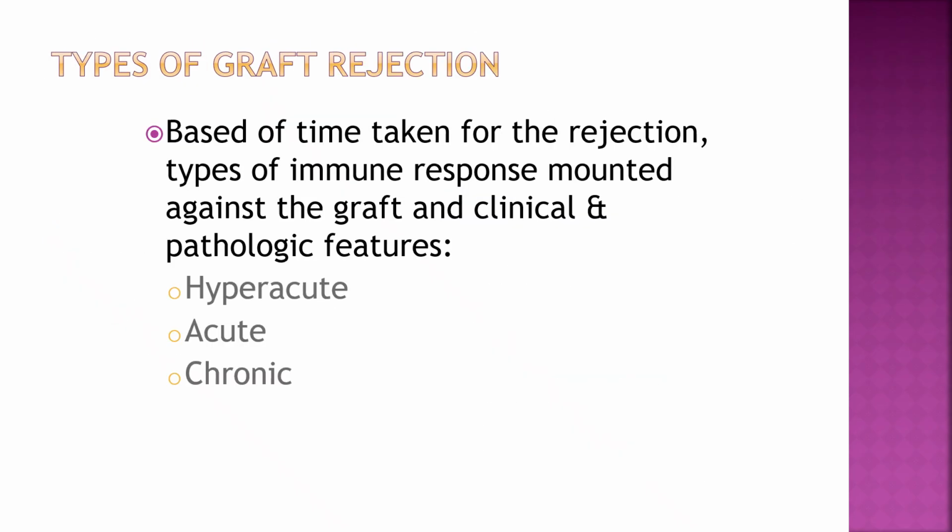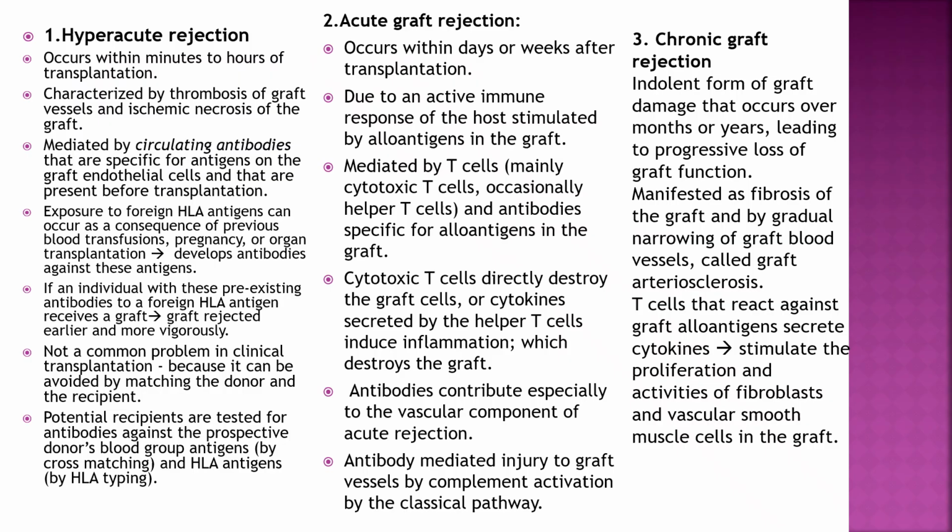Types of graft rejection are based on time taken for the rejection, types of immune response mounted against the graft, and clinical pathogenic features. Three types: hyperacute, acute and chronic graft rejection. Hyperacute rejection occurs within minutes or hours of the transplantation, characterized by thrombosis of graft vessels and ischemic necrosis of the graft, mediated by circulating antibodies that are specific for antigens of the graft endothelial cells and that are present before transplantation. Exposure to foreign HLA antigens can occur as a consequence of previous blood transfusion, pregnancy, or organ transplantation.